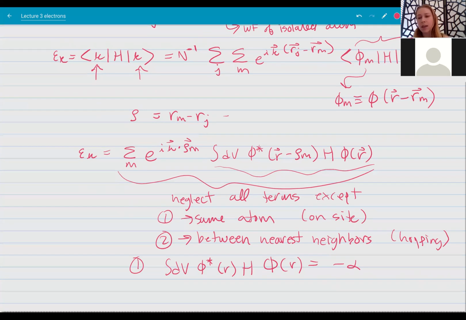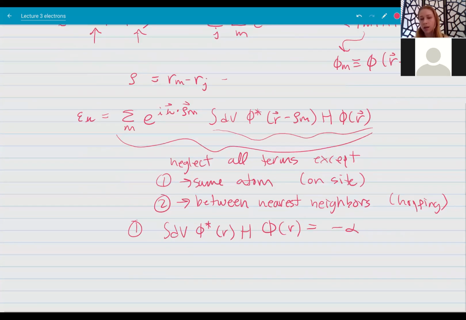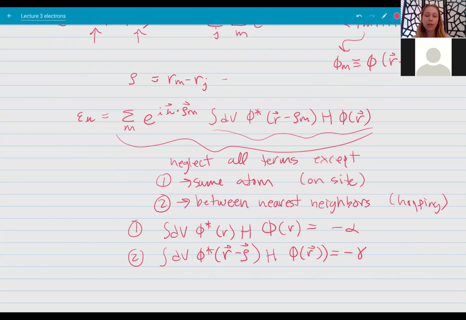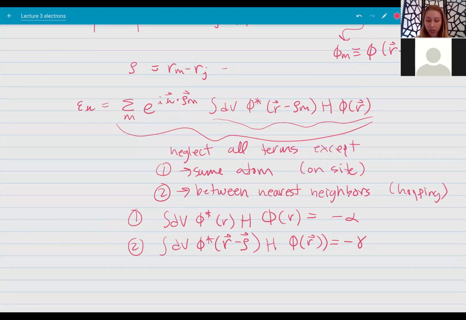I should mention that in the context of real physics literature, usually this is not the nomenclature that is used. I'll mention what the used nomenclature is in a little bit. Okay, and then the hopping term, that is psi star of r minus rho, where rho is only nearest neighbors, h, phi of r. We call this negative gamma. Okay, so alpha and gamma are just numbers that have units of energy.